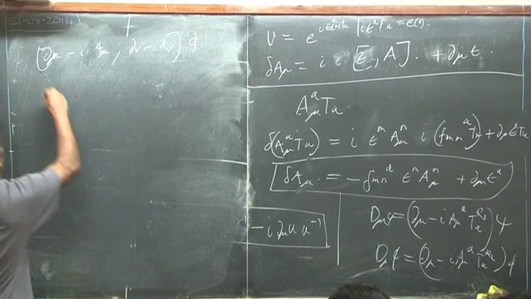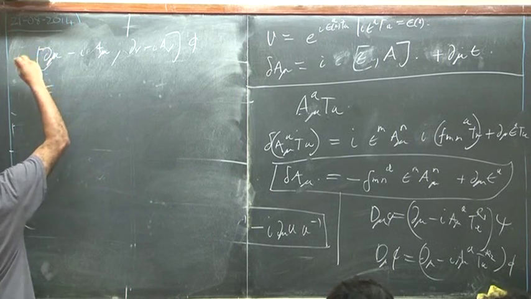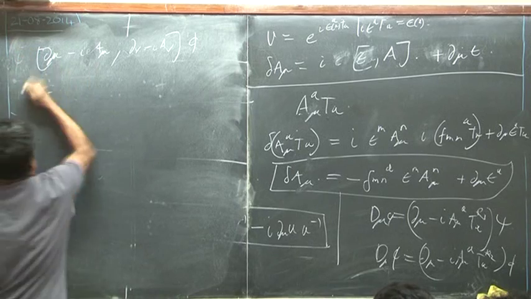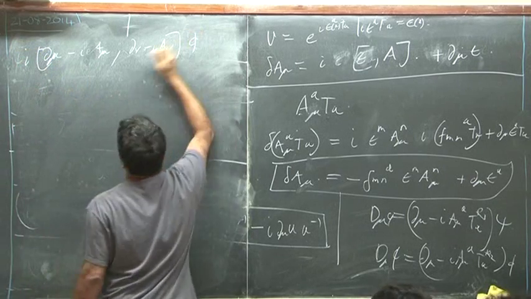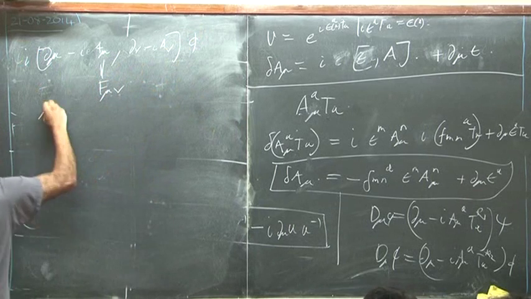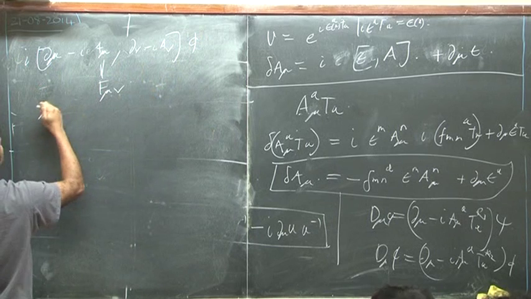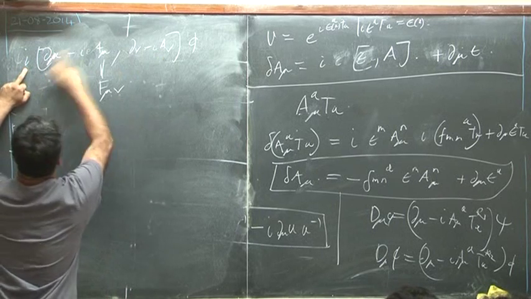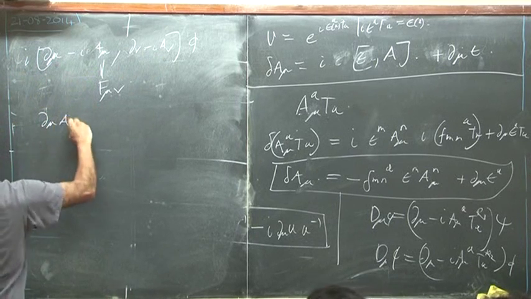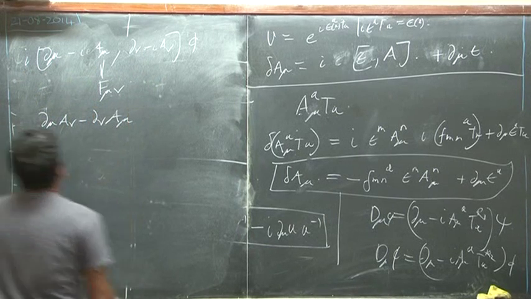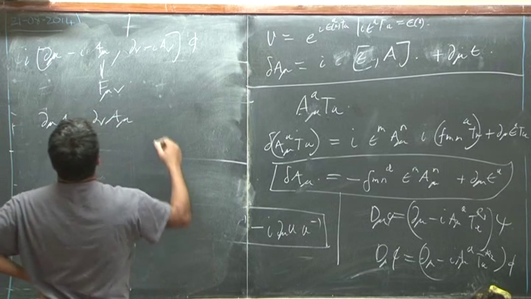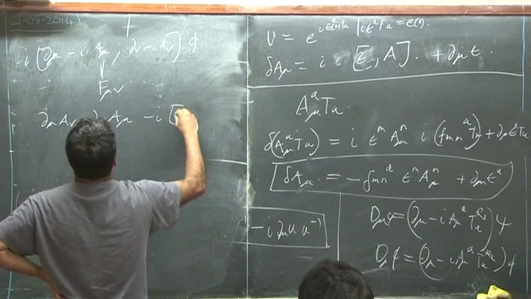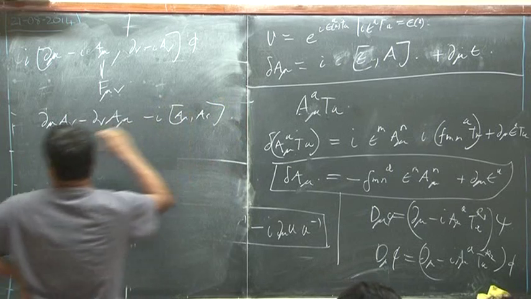And we deduced the formula for it. So this was equal to, I said that, minus i, so I'll multiply this by that. It is equal to d_mu A_nu minus d_nu A_mu, and then i times minus i times minus i, so minus i, times the commutator of A_mu and A_nu.